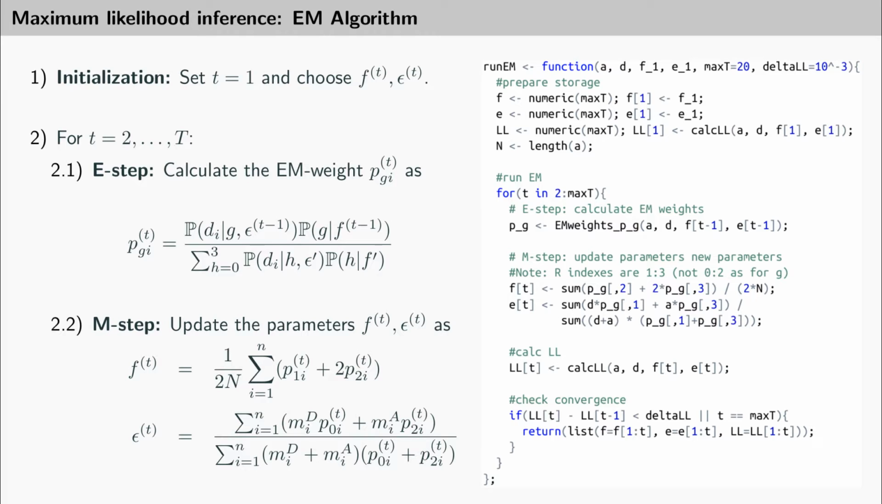We can then use the log likelihood to check whether we have reached some convergence. So basically, we're going to compare the log likelihood with these new parameters to the log likelihood we obtained with the previous parameters. If that improvement is smaller than some threshold delta, or if we reach the maximum number of iterations allowed, we will return here the list of f, epsilon, as well as log likelihoods for this run.